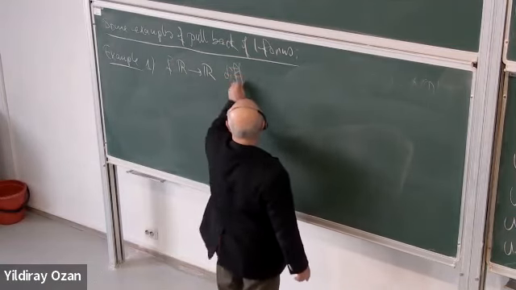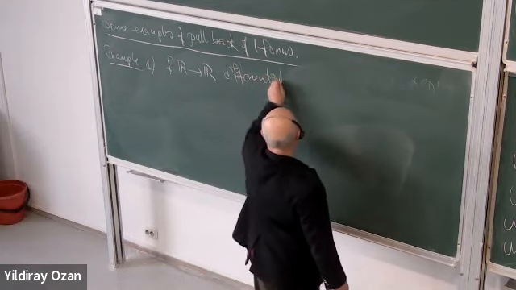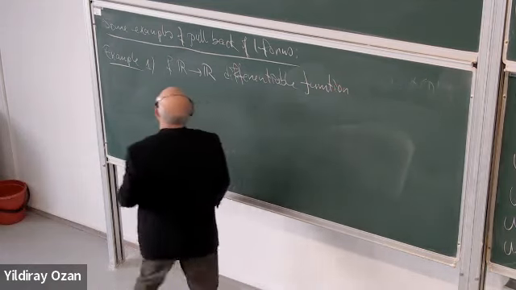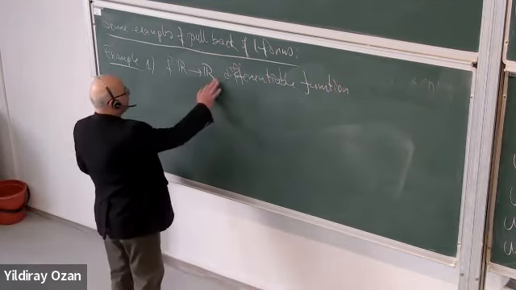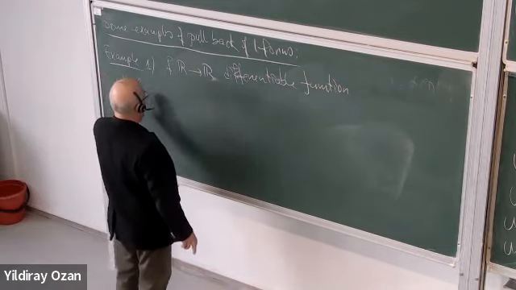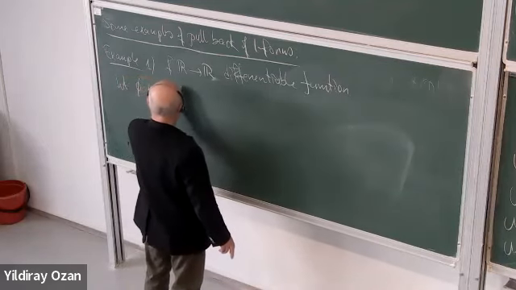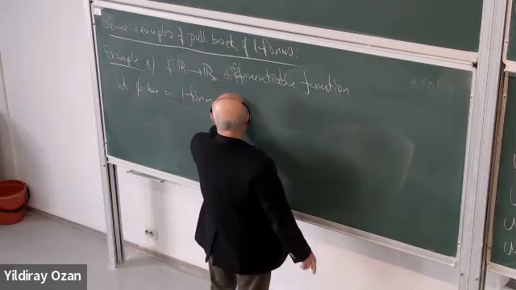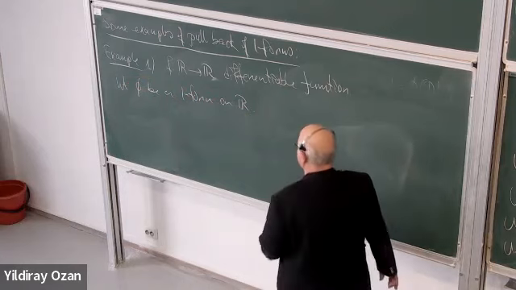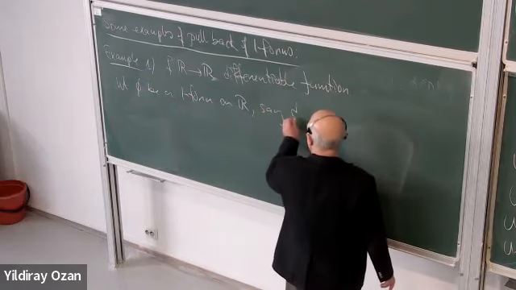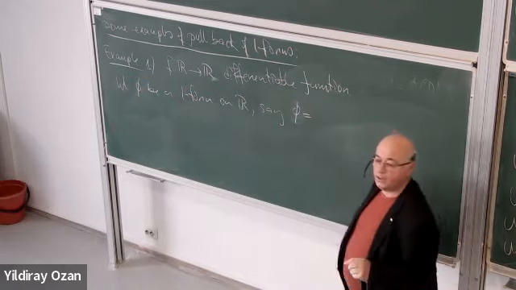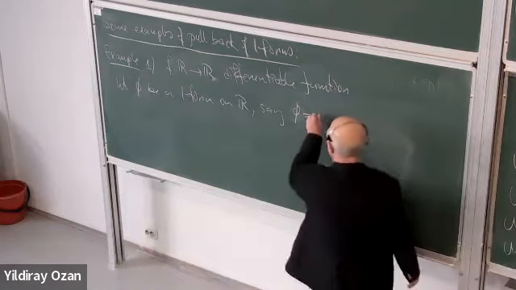If a differentiable function f, and suppose I have a one form here. Let phi be a one form on R. Say phi equals, I have only one variable. Suppose it is just dx.